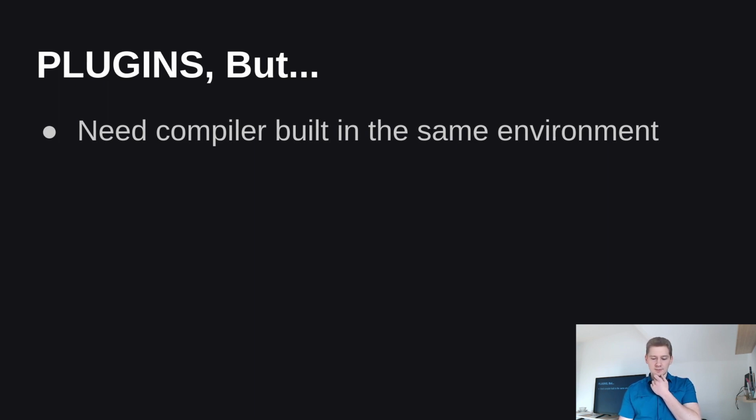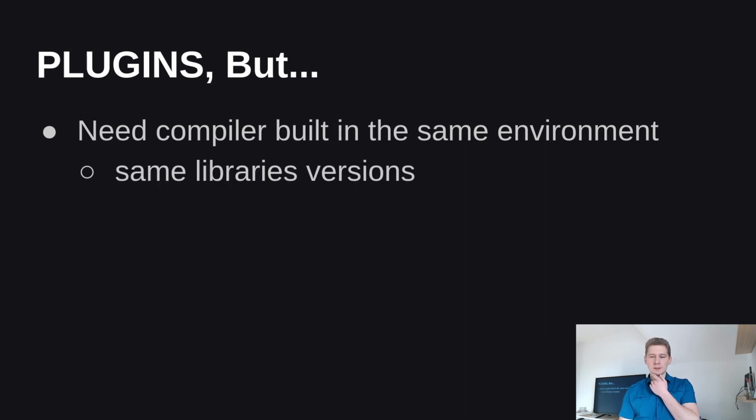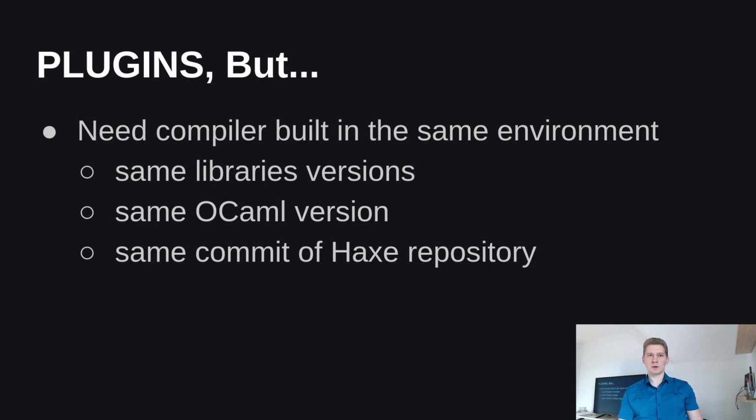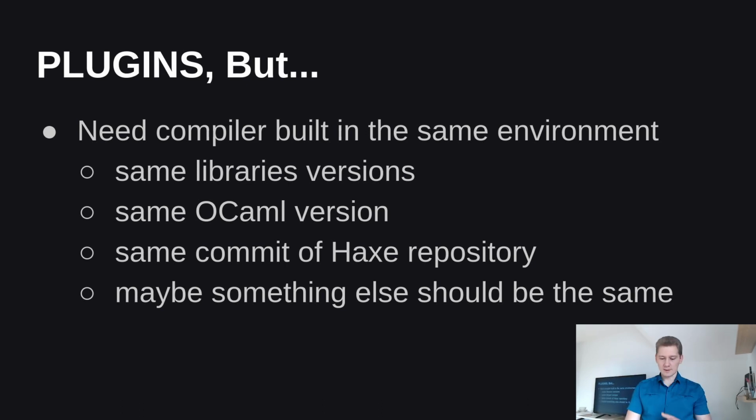Now, I want to go into details about this same environment thing. What it means is that when compiling a plugin, you need your OCaml libraries to be the same versions that were used to build the compiler binary. Also, you need the same OCaml version, and you need to compile your plugin against the same commit of Haxe which will be used to load that plugin. Maybe something else should be the same. I haven't figured it out yet, but I'm on the road to it. Hopefully I'll be able to set up some tool to automatically restore the environment for building plugins for major Haxe versions, for official releases.